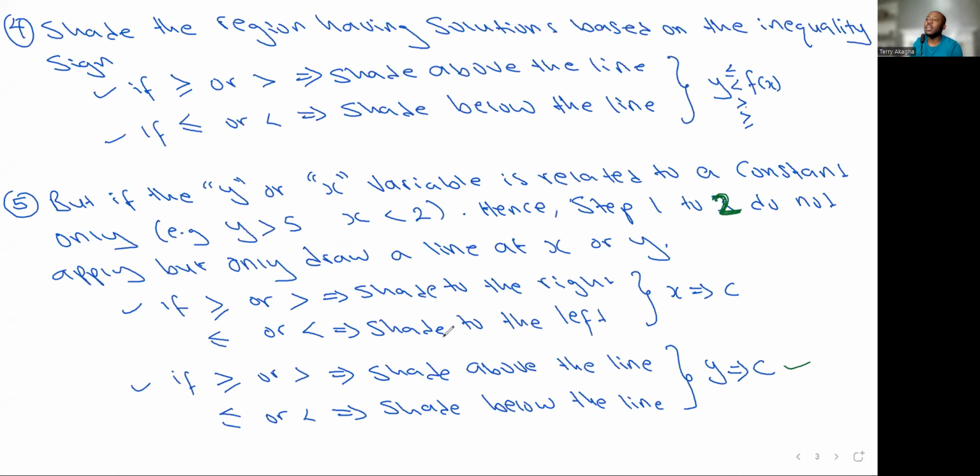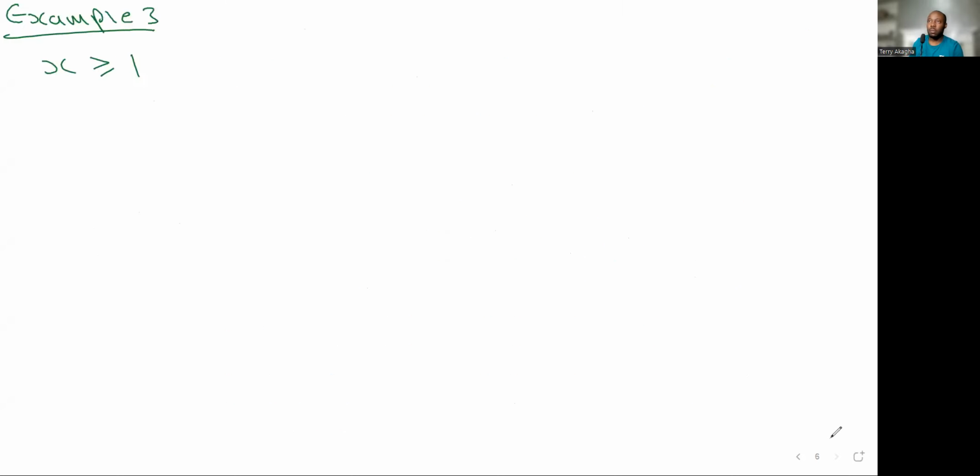All right, let's pick another example as well. So let's assume in this case, example 3, we have x is greater than or equal to 1. So similarly, if it's related to a constant, I told you that steps 1 to 2 will not apply. So you just have to select from here. So you just draw a line at x. So we're going to draw this. Okay, so this is x, and this is y. So let's assume this is 1. So you're going to draw a line at this point here.